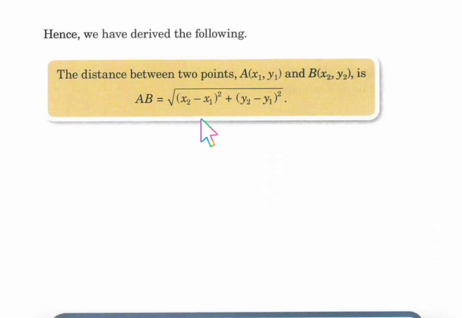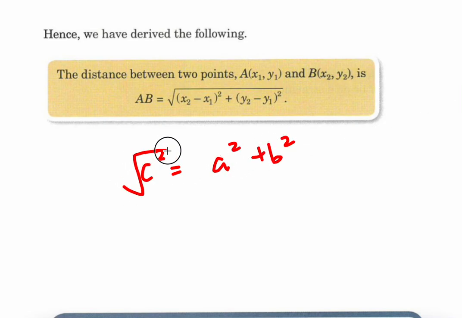Okay, so remember this is the formula for the distance between 2 points. It came from our Pythagorean theorem because it's basically saying c squared, that diagonal, is equal to a squared plus b squared, right? So if we were to figure out c, it would be the square root of a squared plus b squared. So that's basically what that is.